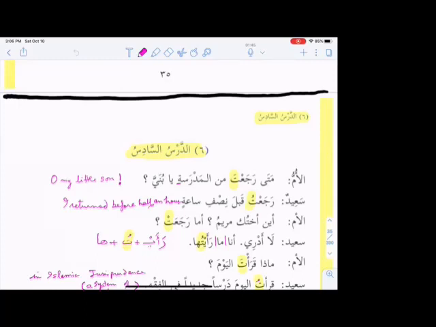Mata rajata al-ummu, the mother is asking. Mata rajata, see? So raja is the fi'l. What is the fa'il? Min al-madrasati ya bunayya. Oh, this is very beautiful. This way of saying bunayya is a very loving, endearing way of addressing. Ya bunayya means, oh my little son.